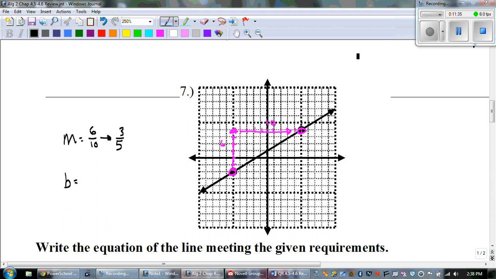3 over 5. So the only thing we're missing now is our y-intercept, and the y-intercept is where it crosses the y-axis. And just to make sure, it looks like the point is 1, but if we follow our slope 3 over 5, boom, it hits right there. Okay, so now we can just plug everything in. y equals 3 over 5x plus 1.